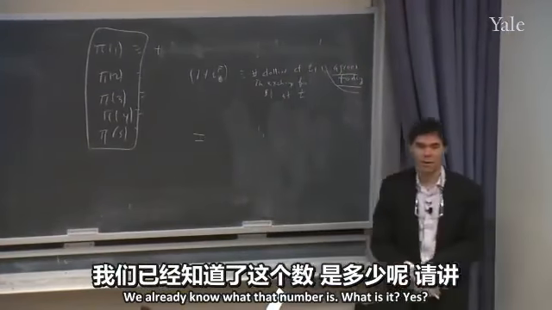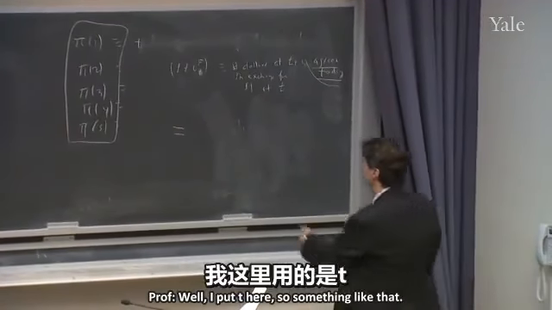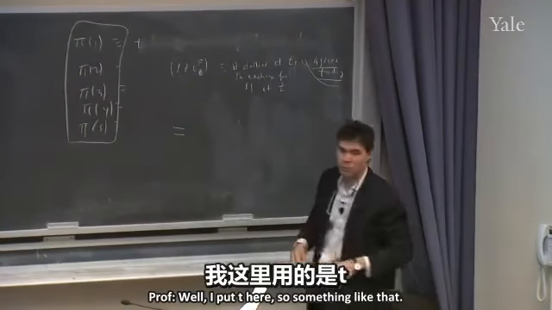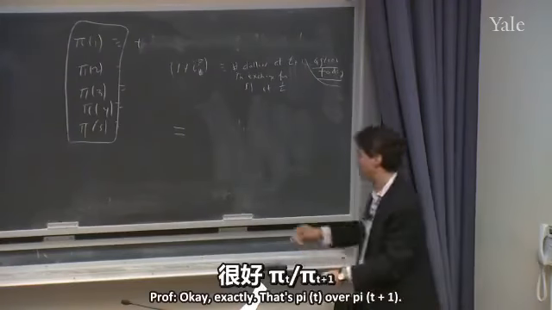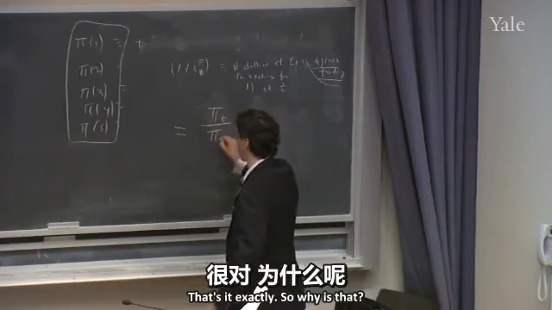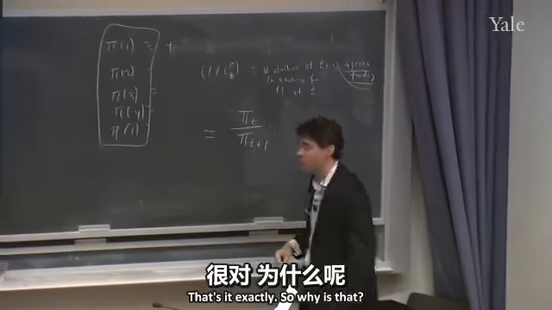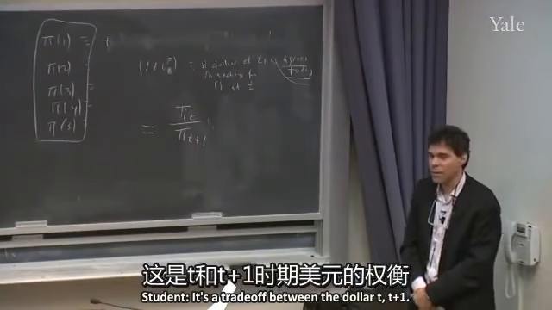What is it? Yes? You take the ratio of pi 2 over pi 3. Well, I put t here. So something like that. Pi t over pi t plus 1. Okay, exactly. That's pi t over pi t plus 1. That's it exactly. So why is that? So the trade-off between the dollars in the two periods.